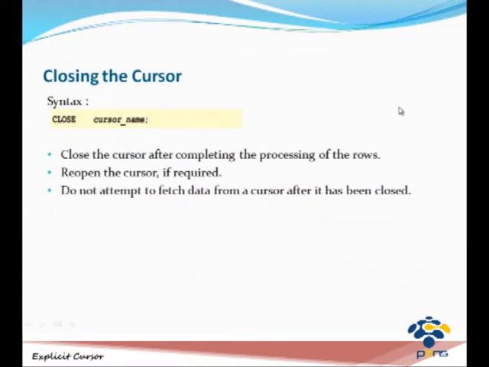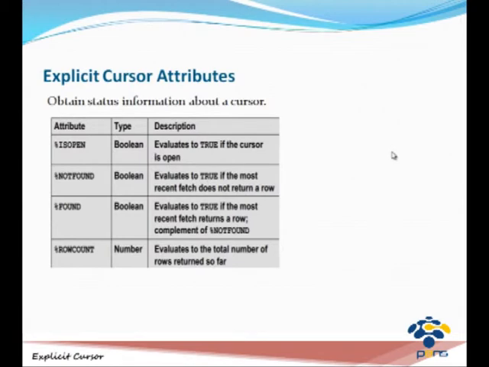Closing the cursor. Close the cursor after completing the processing of the rows. Reopen the cursor if required. Do not attempt to fetch data from a cursor after it has been closed. Explicit cursor attributes: obtain status information about a cursor. The attributes are %ISOPEN, %NOTFOUND, and %ROWCOUNT.